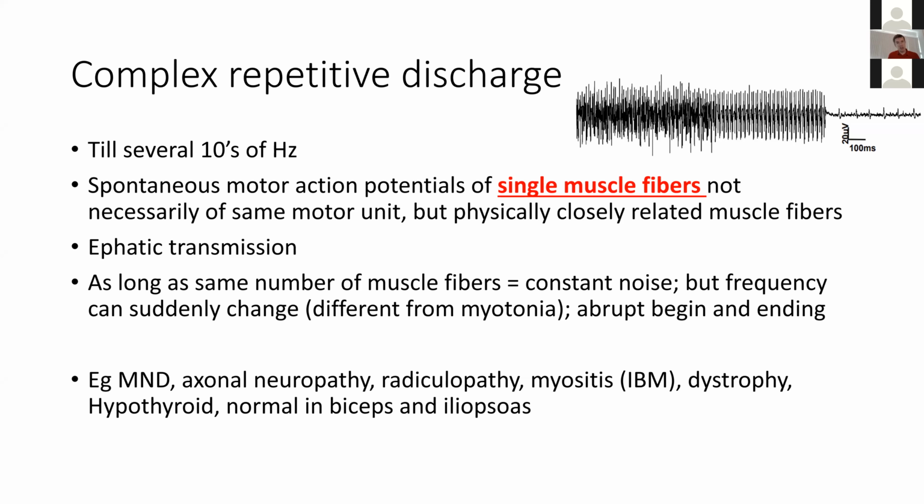These complex repetitive discharges, or CRDs, appear in motor neuron disease, in axonal neuropathy, radiculopathy, in myositis, dystrophy, and other myopathic conditions.